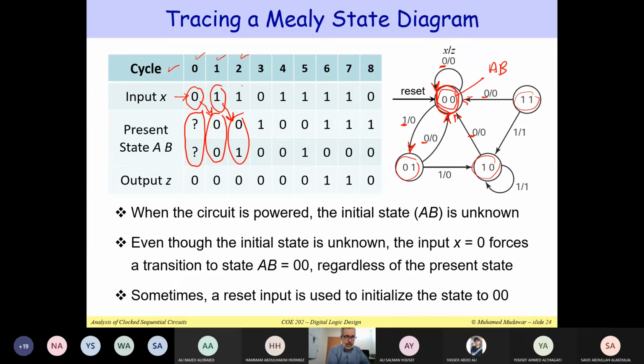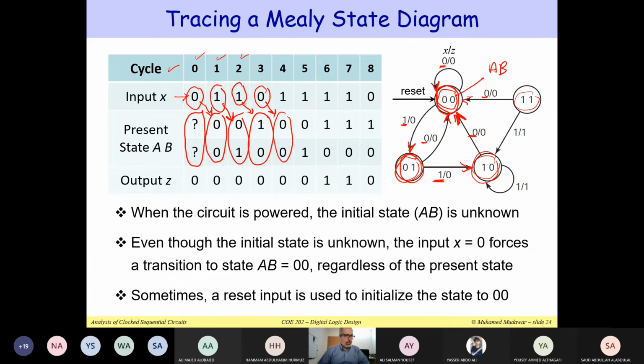If you apply another 1 at clock cycle number 2, so you are in state 0, 1, you are here, and the input is equal to 1, this will take you to 1, 0. Notice that next cycle, this will take me to 1, 0, and so on. So you can trace, you can move from one state to another state cycle by cycle. Now, if you are in state 1, 0, and the input x is equal to 0, then this will take you back to state 0, 0. So if the input x is equal to 0, this will take me back to state 0, 0, and so on.